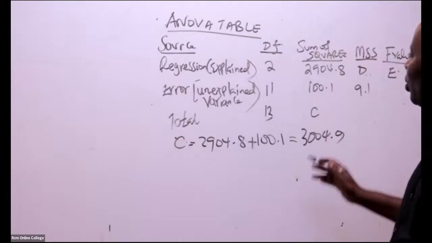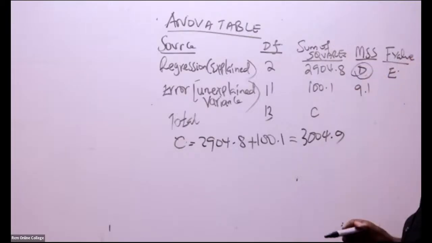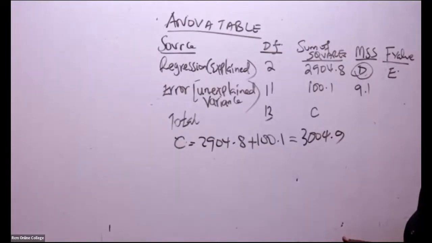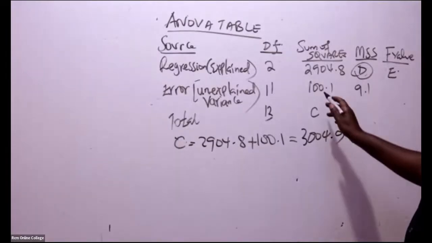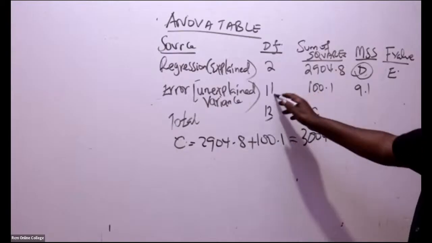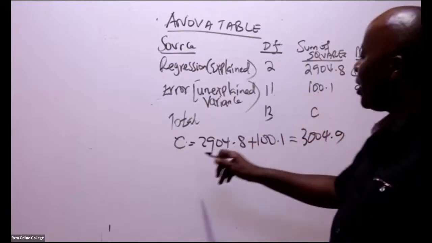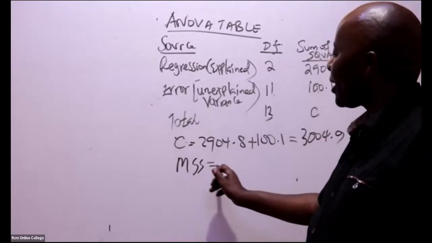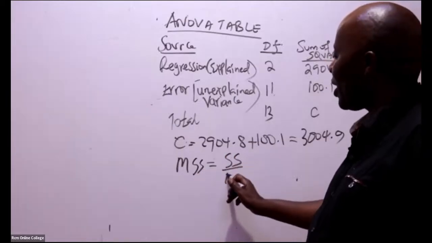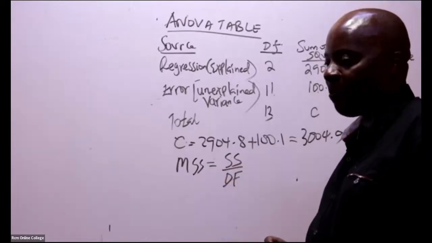What do you think we shall do to be able to get this D? D is the mean sum of squares. Mean means division, dividing. You can even come and try dividing. So to get this D, the mean sum of squares, you normally take the sum of squares given divided by degrees of freedom.